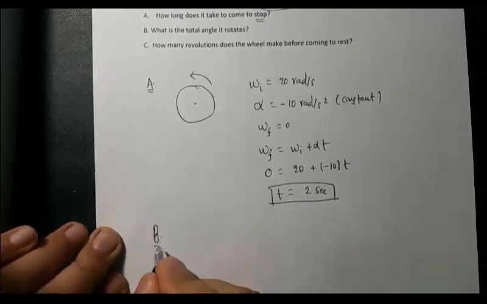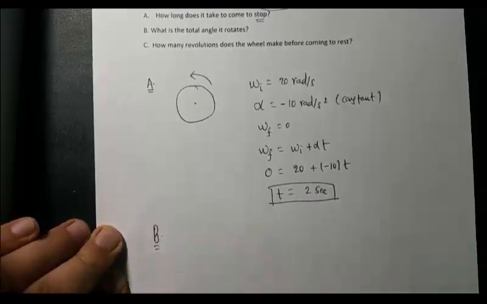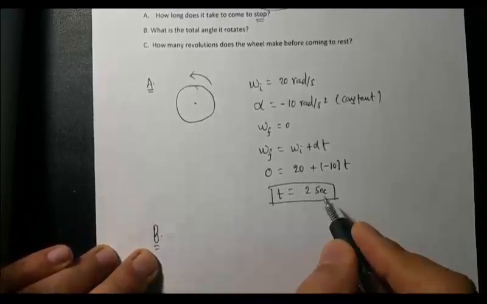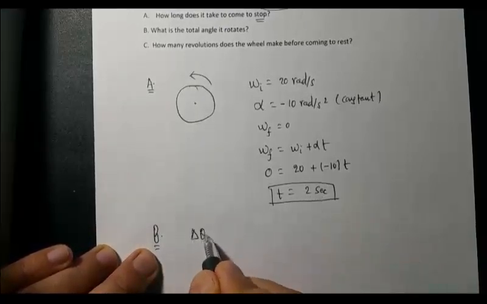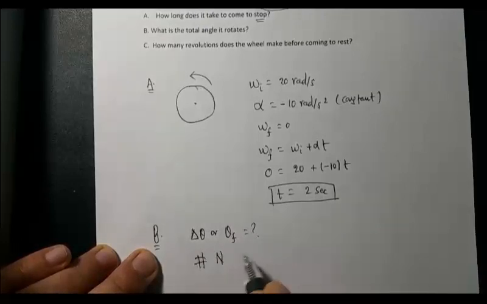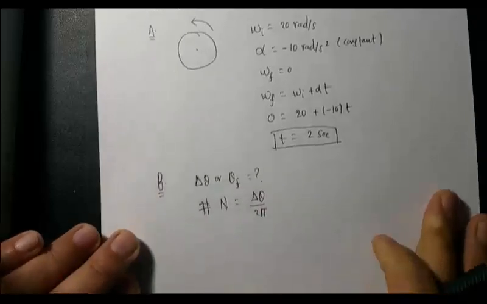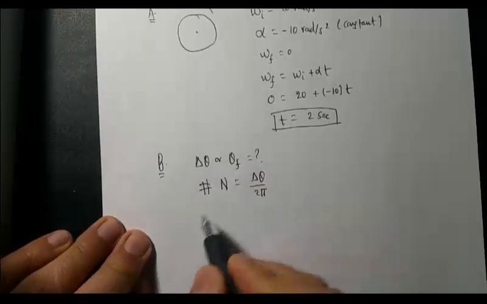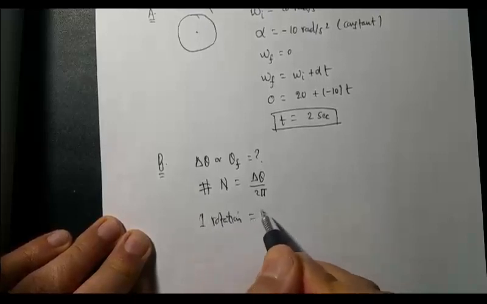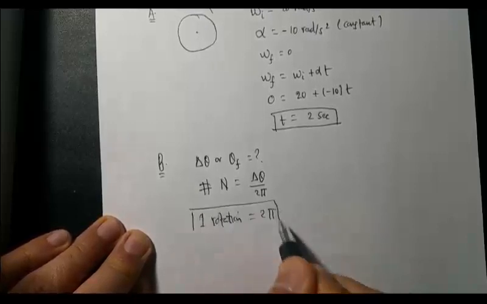The next question is what is the total angle it rotates. First you have to find the total angle, delta theta or theta final, and then the total number of rotations is just delta theta divided by 2 pi. That's what we will do, because one revolution or one rotation has 2 pi radians. That's the key point.